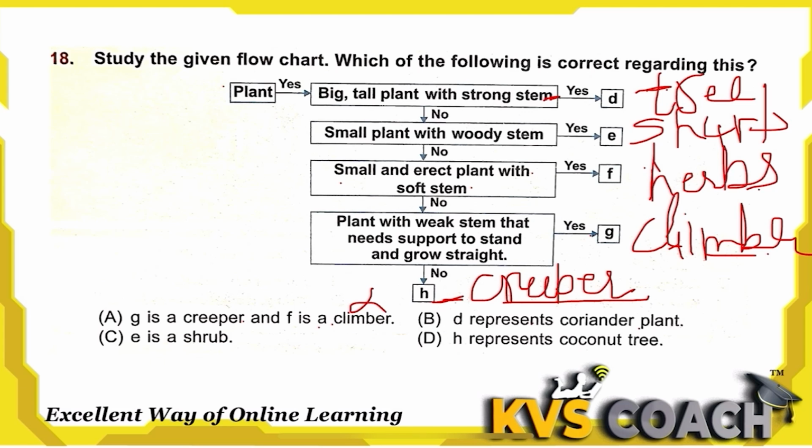Option B, D represents coriander plant. D is a tree. It cannot represent coriander because coriander plant is a herb plant. So this is also wrong. E is a shrub. Yes, E is a shrub plant. This is the right answer. H represents coconut tree. H is a creeper plant. Coconut tree is a tree, not a creeper. It stands straight. So this is also a wrong statement. Option C is the only right statement. E is a shrub plant.